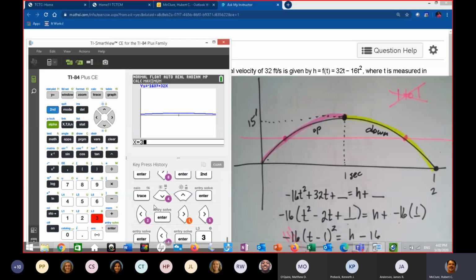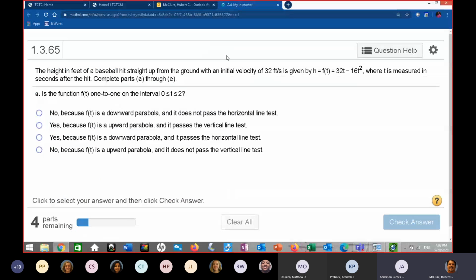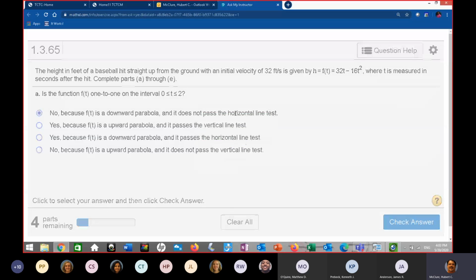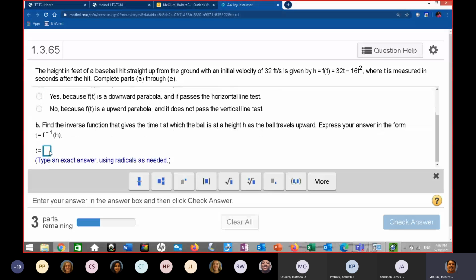Is it a one-to-one function? No, it is not. From 0 to 2, it is not a one-to-one function because it does not pass the horizontal line test. Vertical line test tells you if it's a function or not. It is a function. Okay, find the inverse function, that would be negative. It would be 1 minus, because it's going from 0 to 1, travels upward. I want you to highlight that upward because that means the pink side. That means the pink side right here.